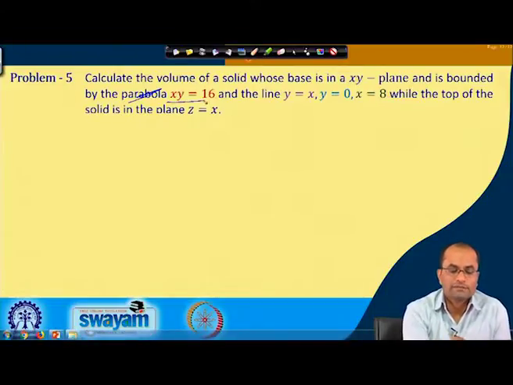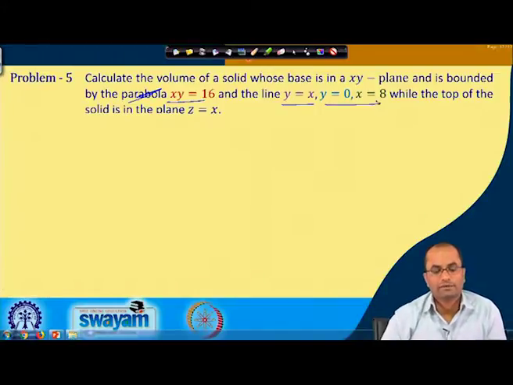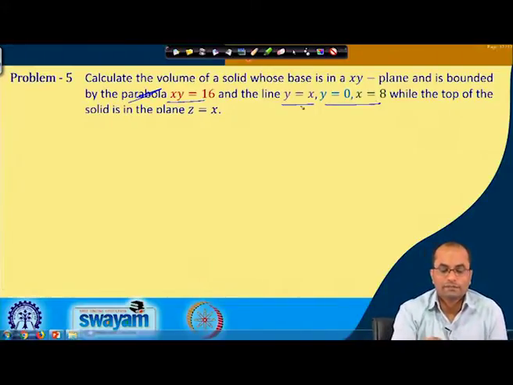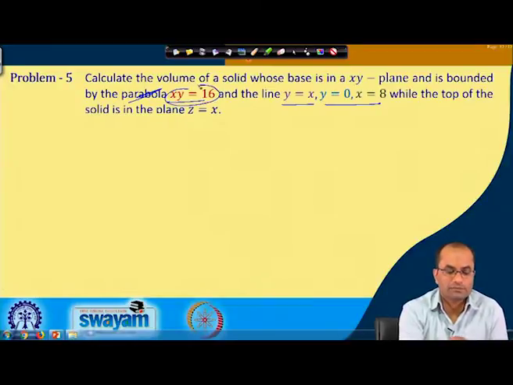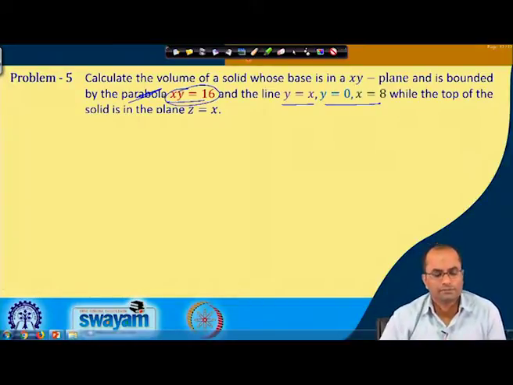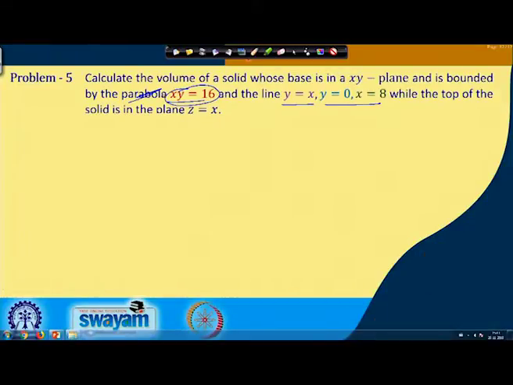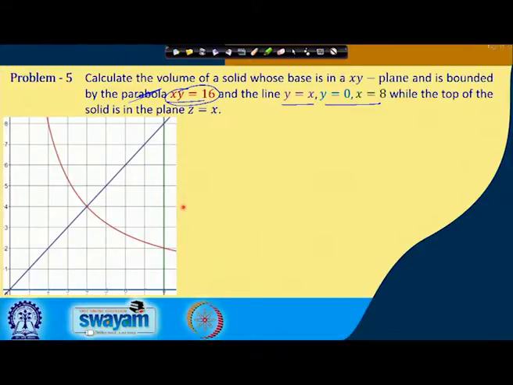So, in this case again we need to draw these curves. We have the 4. Among them 3 are lines, and then xy equals 16, for which we have a similar kind of graph in the earlier figure. So, this is the situation: we have xy equals 16, and then the line y equals x, we have y equals 0 and we have x equals 8. So, these are the 4 curves.